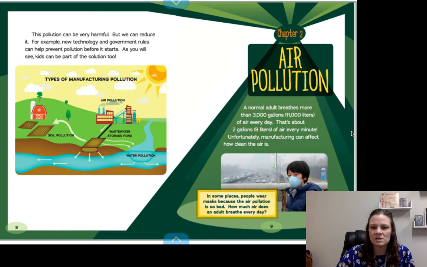Chapter 2, Air Pollution. A normal adult breathes more than 3,000 gallons, 11,000 liters, of air every day. That's about 2 gallons or 8 liters of air every minute. Unfortunately, manufacturing can affect how clean the air is. In some places, people wear a mask because the air pollution is so bad. How much air does an adult breathe every day?